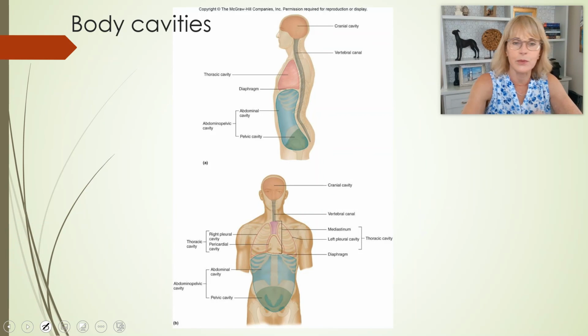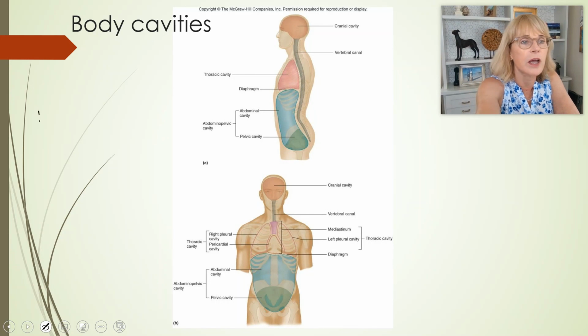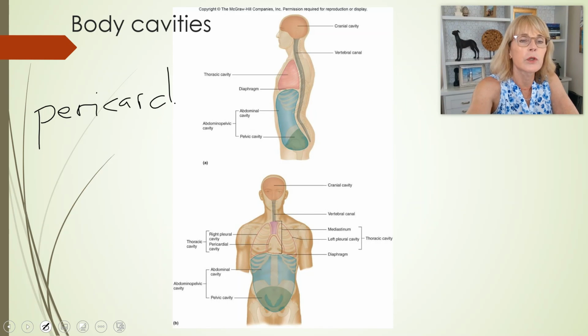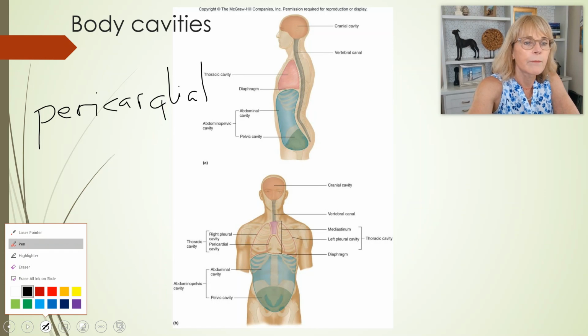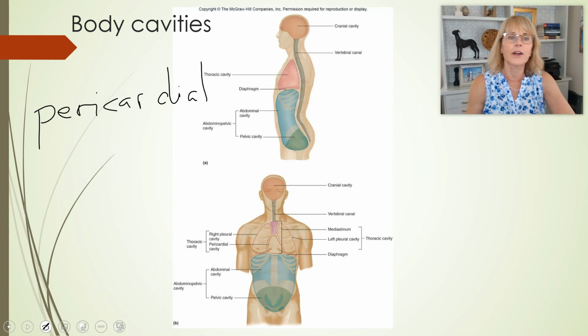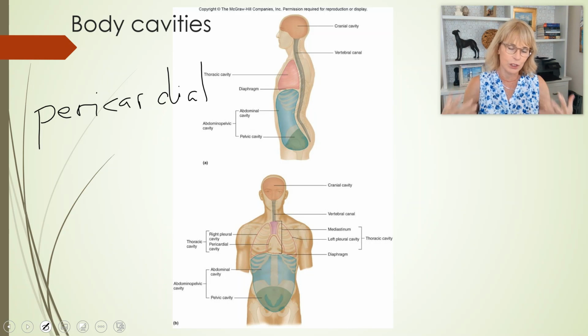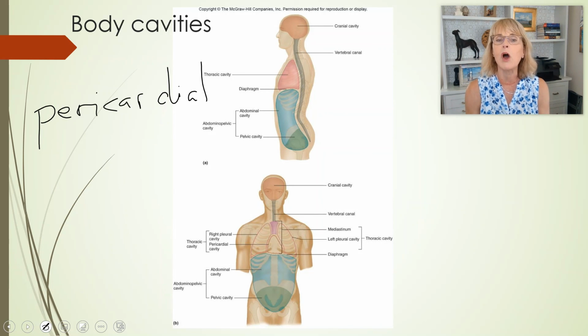Let's see, what else have we got here? The heart is in a little hefty bag called the pericardial cavity. For those of you who know any Latin, peri means around, and cardi refers to the heart. So the pericardial cavity is the space around the heart. So that's where you'll find the pericardial cavity.